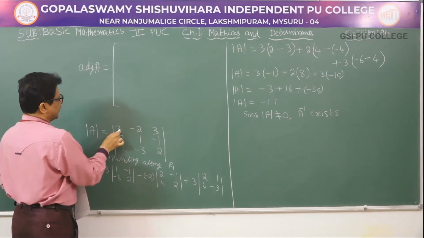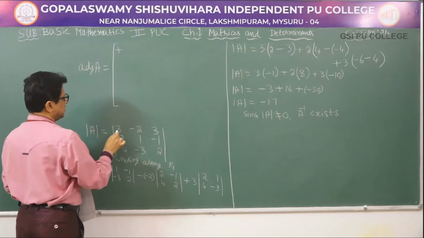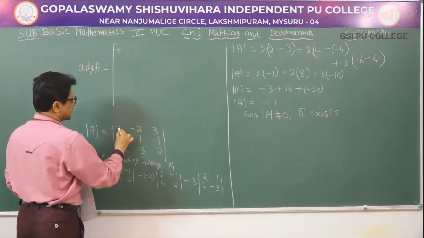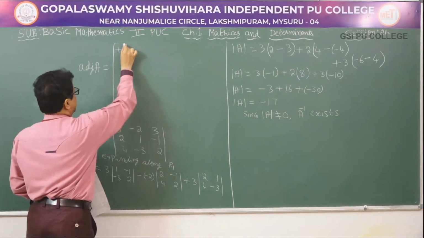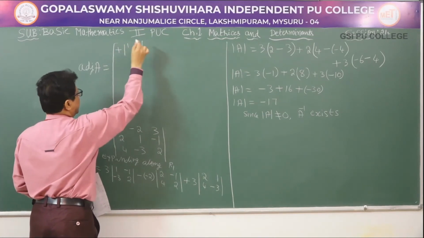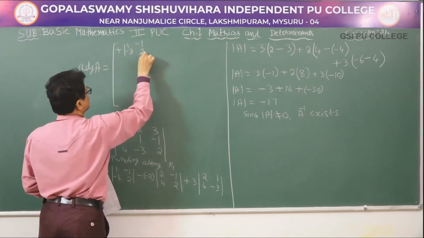Let us find the cofactor of 3. First we shall write the sign plus. 3 lies in the first row, first column. We eliminate the first row and first column and take the determinant of the remaining elements. That is plus determinant of 1 minus 1 minus 3 2.